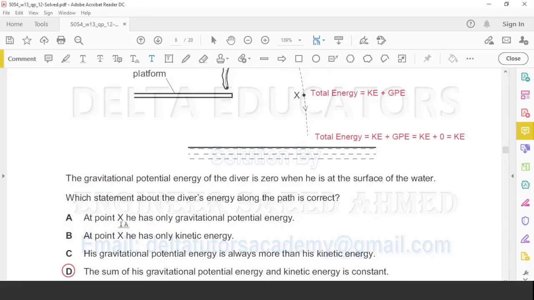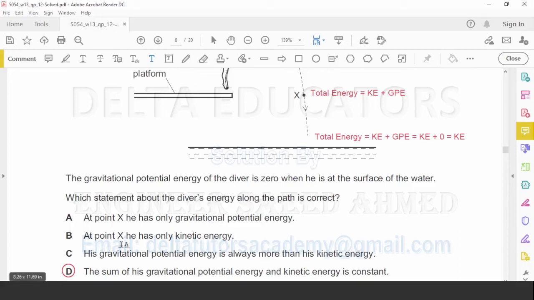Option B, at point X he has only kinetic energy. This statement is also incorrect because when he is at point X, he is at some height from the zero position and gravitational potential energy is given as mgh. Since here we have some height, definitely we have gravitational potential energy. So option B is also incorrect where it is given he has only kinetic energy.